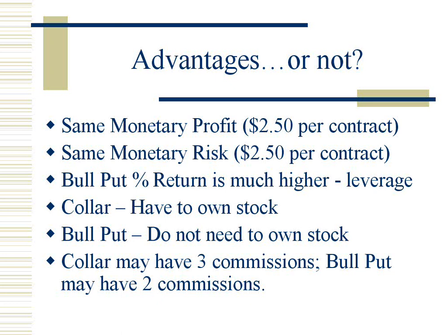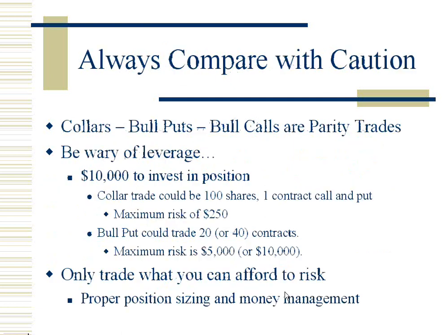Now, a bull put credit spread initially may only have 2 commissions, but if you have a broker that allows you to enter a spread commission for a reduced rate, then it might only be that one reduced rate as well. So those are some of the differences. But when we compare the parity trades, we always have to compare with caution. Collars, bull puts, bull calls, remember, they're all parity trades of one another, but we have to be wary of leverage.